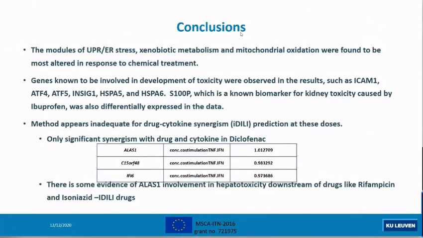However, the method seems to be inadequate for drug cytokine synergism prediction or explaining the mechanism. The only significant synergism that I had was with diclofenac in these three genes. But there is some evidence of ALAS1 involvement in hepatotoxicity downstream of drugs like rifampicin and isoniazid, which are also ideally drugs. And this is probably due to the pathway of heme production. So there is an accumulation of protoporphyrin, which is toxic for the cells.